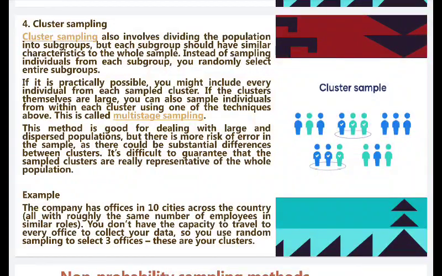For example, the company has offices in 10 cities across the country, all with roughly the same number of employees in similar roles. You don't have the capacity to travel to every office to collect the data, so you use random sampling to select 3 offices lang. These are your clusters. Kaya po tinawag natin yung cluster. So dito po, okay, example, 5 sila na grupo. Okay, 5 sa grupo. Pumili ka lang dyan ng mga cluster. That could represent your sample or the population.